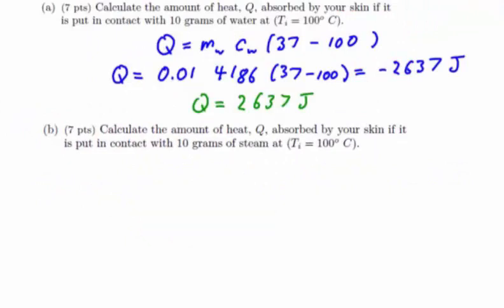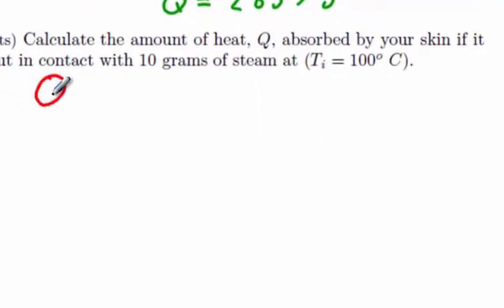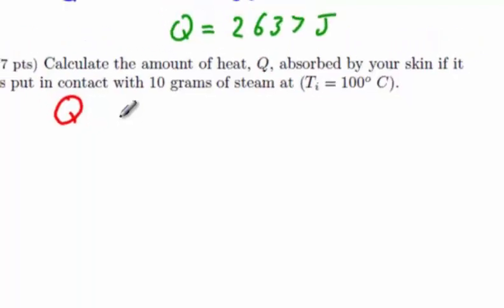In part B of the problem, we're to do a very similar calculation, except the initial state begins as steam. In this case, we're going to have to both change the steam from vapor to liquid, and then move that liquid down to the temperature of this hand to complete the process.